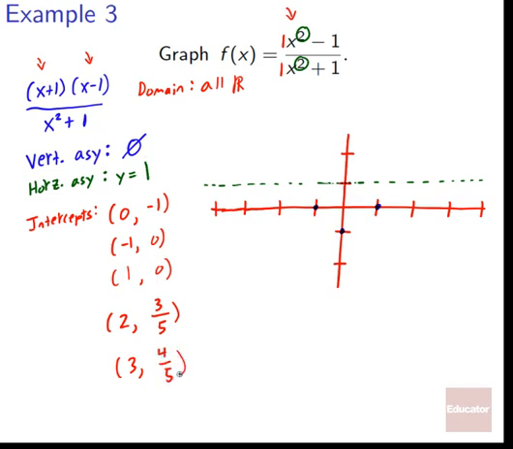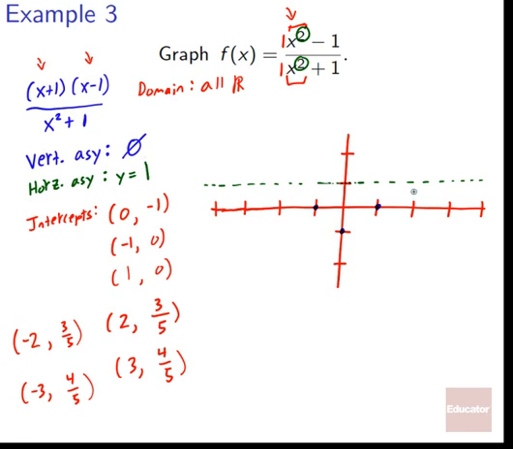And what about if we tried negative 2, negative 3? Well, notice we've got x squared up here. We've got x squared down here. So if we plug in a negative, it's going to behave just the same as if we'd plugged in a positive. So we see that negative 2 will also be at 3/5. Negative 3 will also be at 4/5. Great. Let's plot those points.